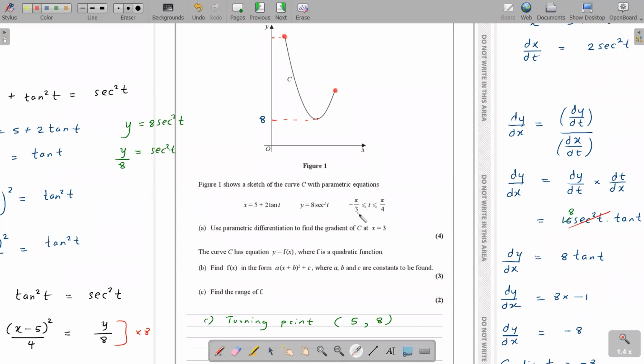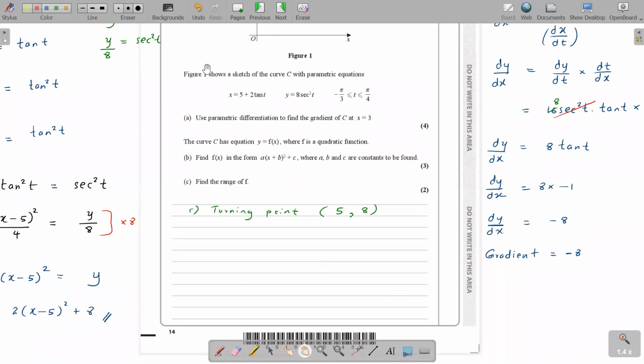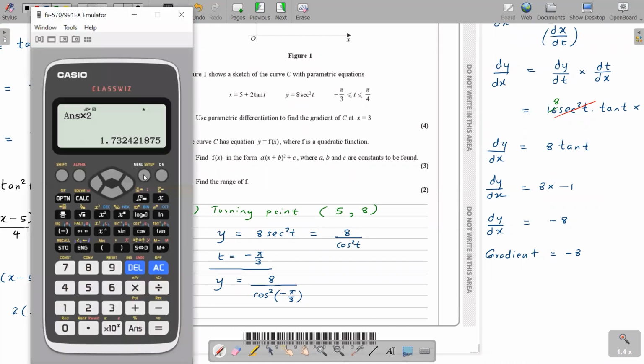Can you input the t value? Starting t value minus pi over 3. Replace t as minus pi over 3 into y equals 8 sec squared t. You know sec squared; we don't have the sec on the calculator. Sec means 1 over cos, so it's 8 over cos squared. Can you replace t with minus pi over 3? Cos squared of minus pi over 3. The calculator must be in radian mode. Make sure your calculator is in radian mode or else your answers are not correct.